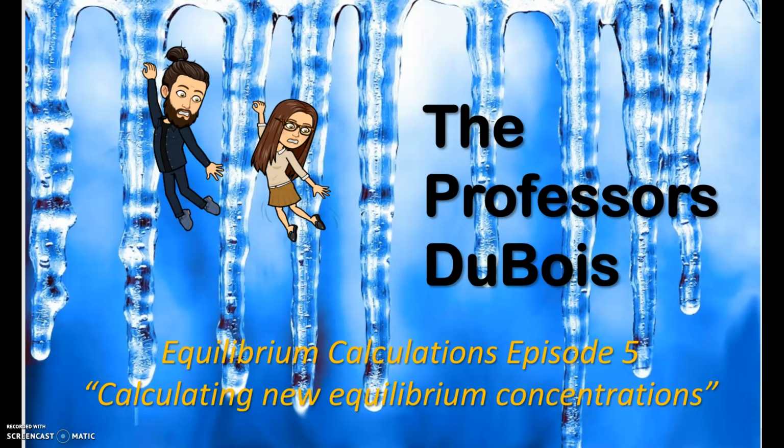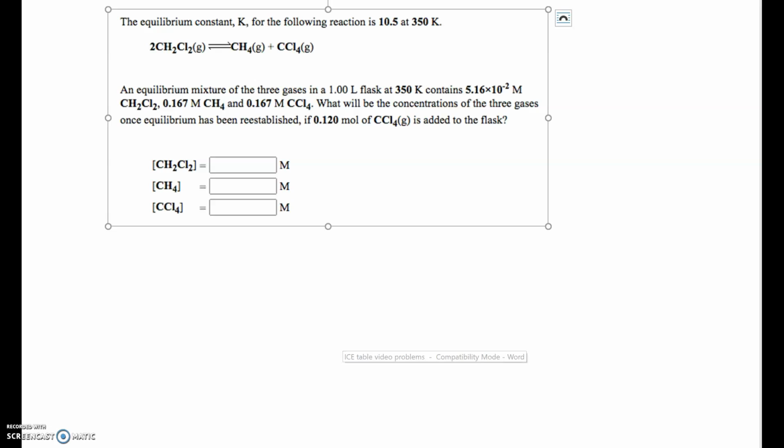I'm Professor Victoria, and with me is Professor Corey, and we are continuing on with our equilibrium calculations series, and this is episode 5, calculating new equilibrium concentrations. So this means that we are starting out with something that's already established in equilibrium, and we make a change, and we have to calculate once it reestablishes that new equilibrium, what are those concentrations?